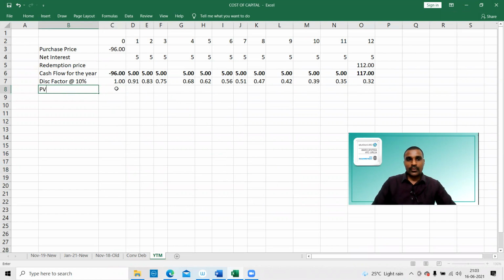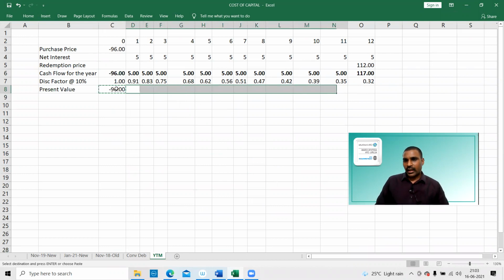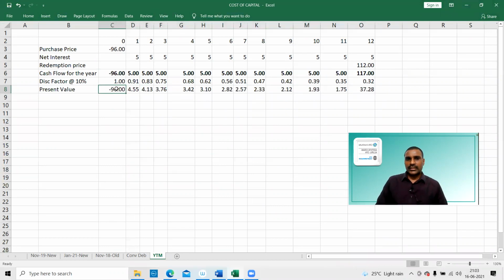Therefore, this is the present value of cash flows: the cash flow for the year multiplied by the discount factor. This is the total present value. Therefore, the NPV will be this point. This is the NPV, the sum of all those figures.